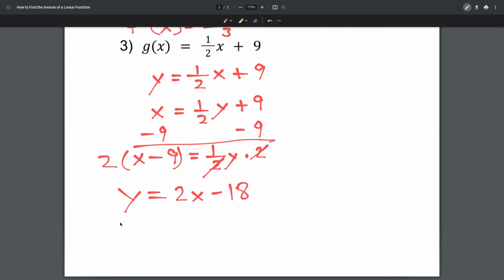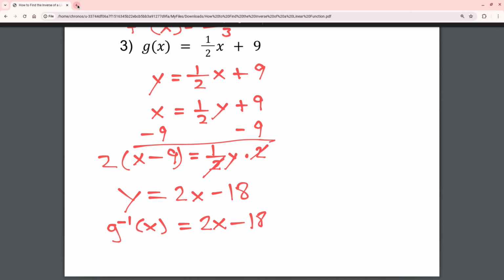Okay, and now I want to put the inverse function notation, so I want to write this as the inverse function of g of x. So g with this little -1 superscript here, that means inverse function. That's going to equal 2x minus 18. Okay, so if we want to see what these look like on a graph, I'm going to call this g of x. Let's call the inverse h of x.